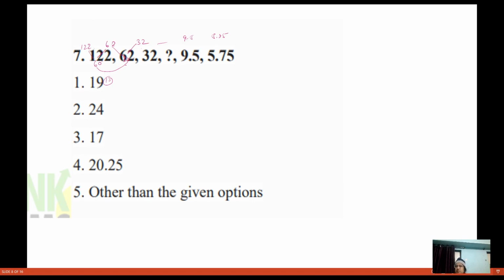So now my next term will be 15, and I have to subtract. So I'm getting 17. Now my next term should be minus 7.5, so I'll get 9.5. And now my next term would be minus 3.75, so I'll get 5.75. I hope everybody is clear with this. Now let's move forward. So our answer comes to be 17. Is there any other method of doing this? I don't think so, but let's see.